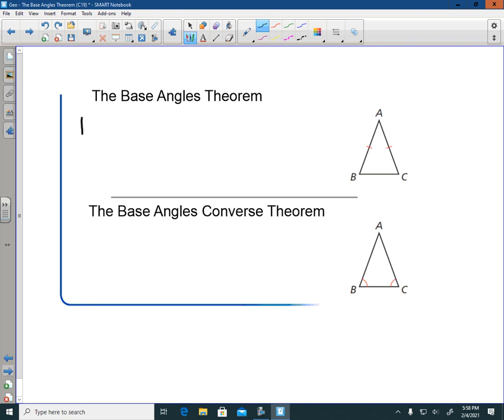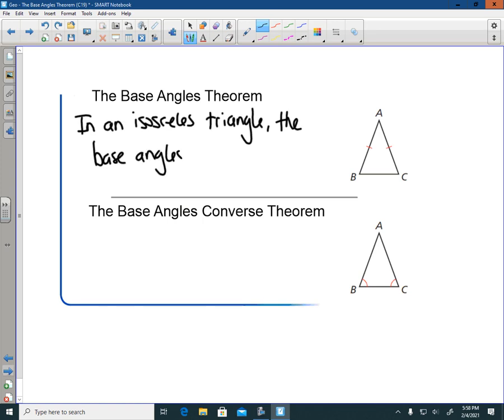In an isosceles triangle, the base angles are congruent. And this is great news, because as soon as you know that you have an isosceles triangle, you know something about the angles of that triangle.